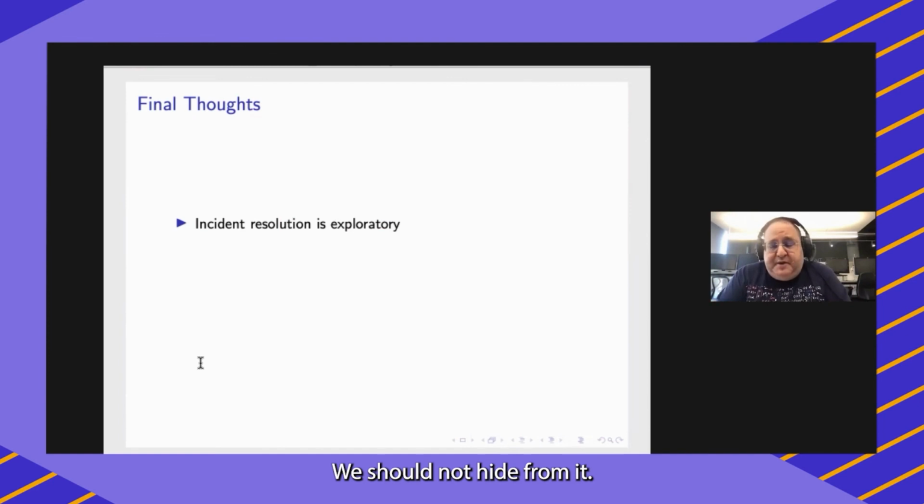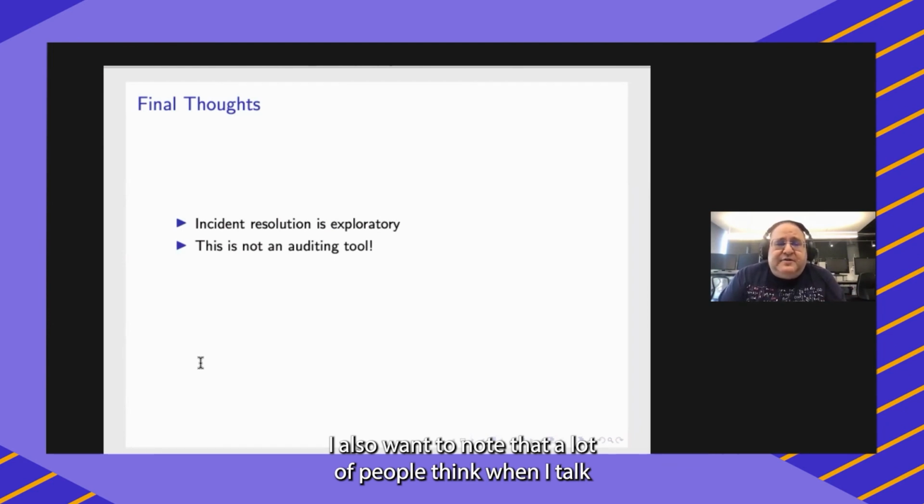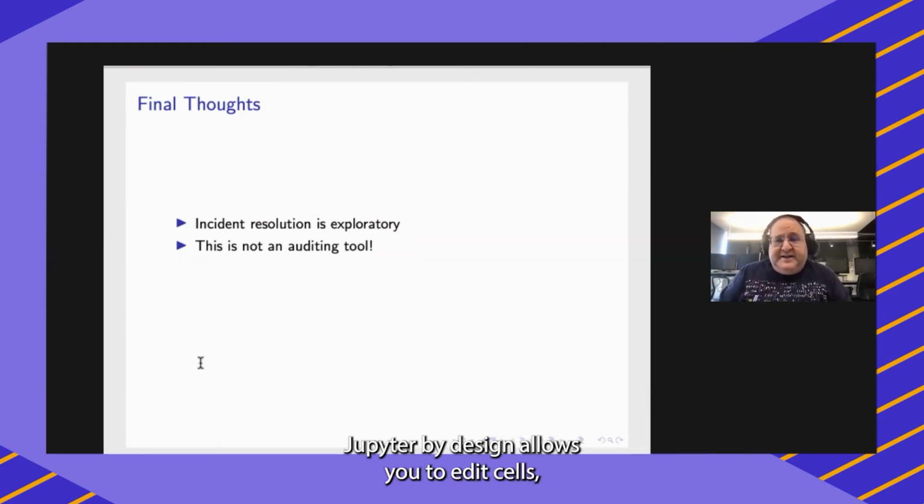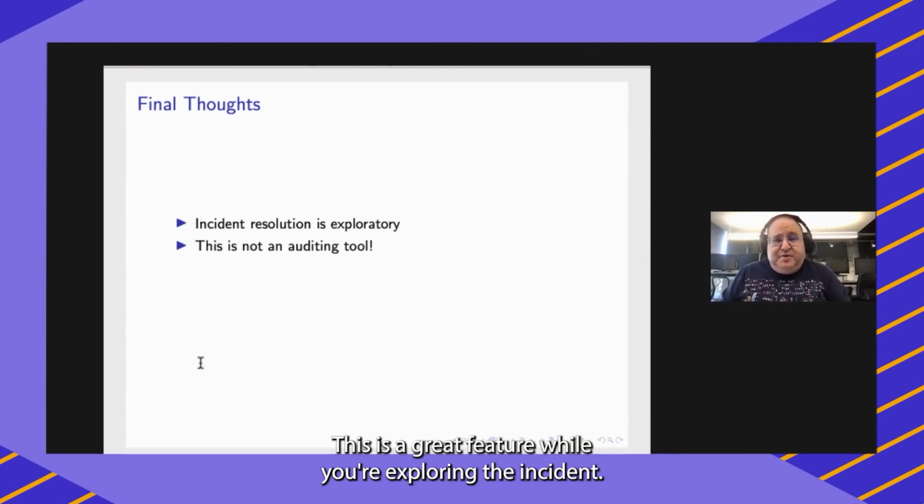We should not hide from it. We should lean into that and say, this is an exploration thing. I also want to note that a lot of people think when I talk about this that it is some useful auditing. This is not an auditing tool. Jupyter by design allows you to edit cells, allows you to execute cells over and over again, not in order. This is a great feature while you're exploring the incident.